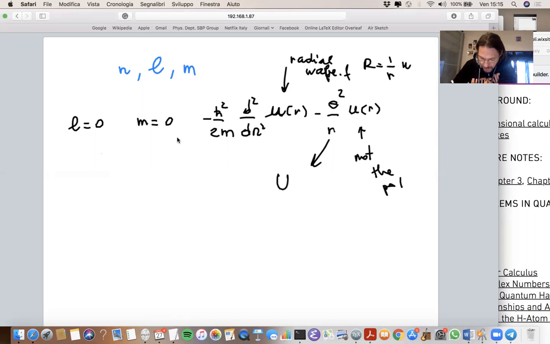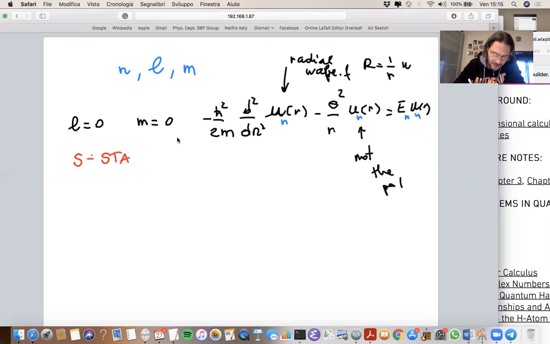This is actually big U of r, the potential. I've avoided using big U so as not to generate confusion; I wrote explicitly the Coulomb form, and this should be equal to some energy. Since I will find in general a quantized solution, I will put my principal quantum number. So this is the equation for the zero angular momentum states.